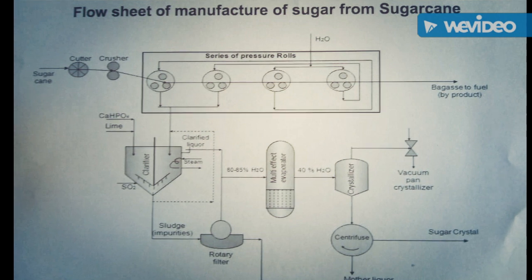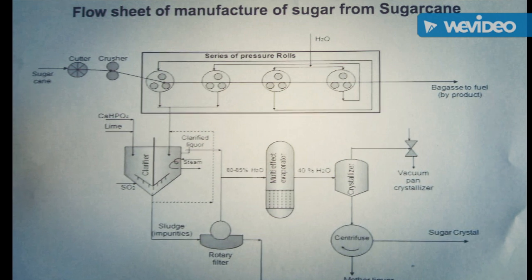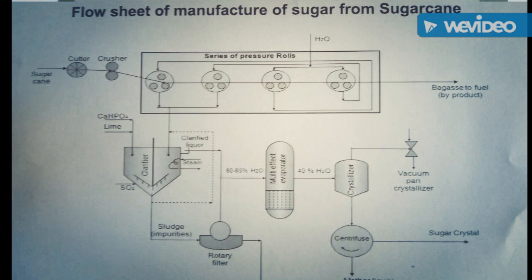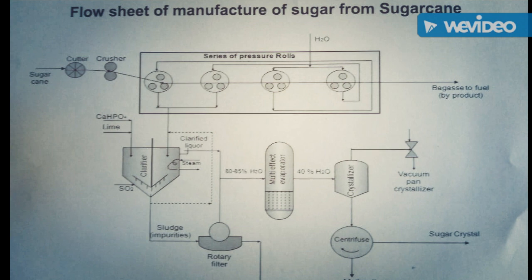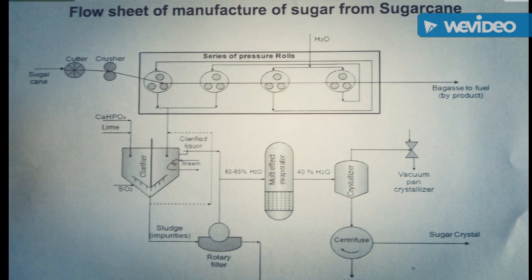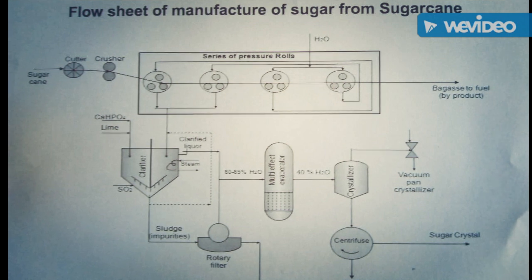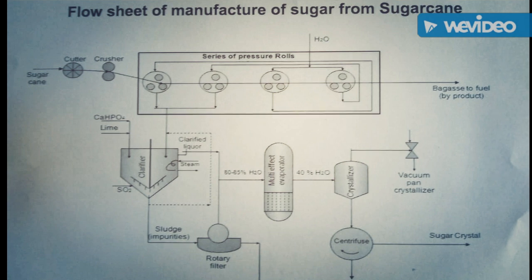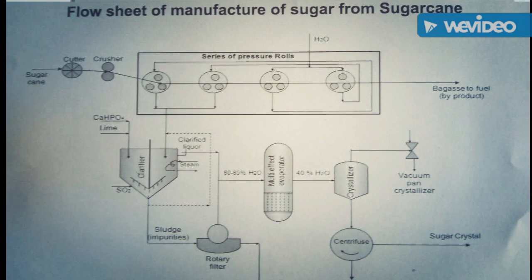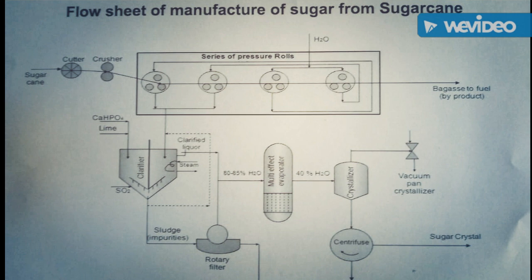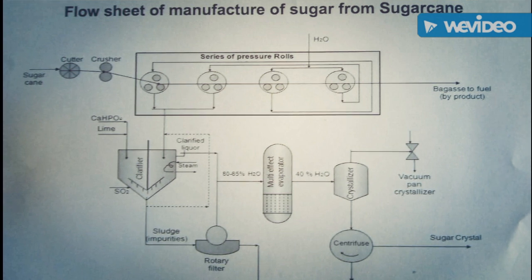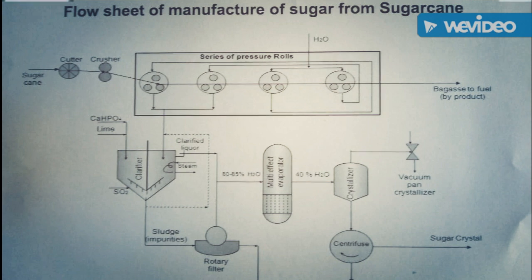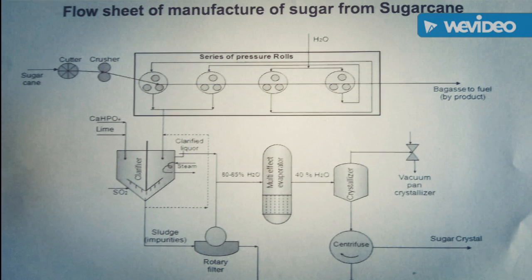Here you can see the cutter consists of knives on a cylindrical shaft which rotate at a velocity of 400 to 500 rpm. The knives cut the cane into small pieces and these pieces are fed in roll crusher where juice is extracted by adding some amount of water. In this series of pressure roll, about 93% of juice is extracted from the cane.